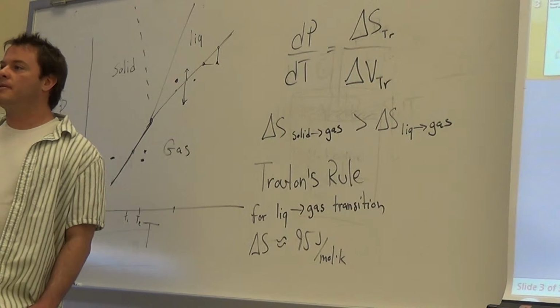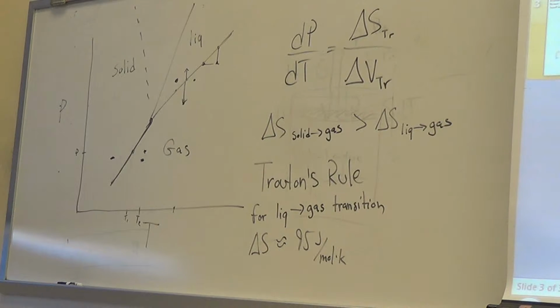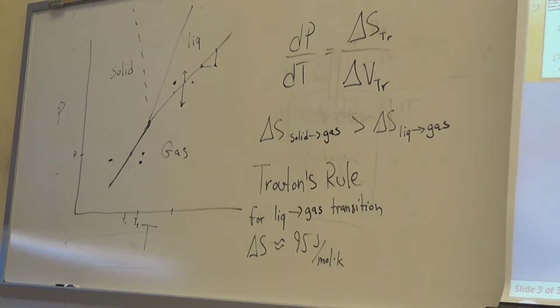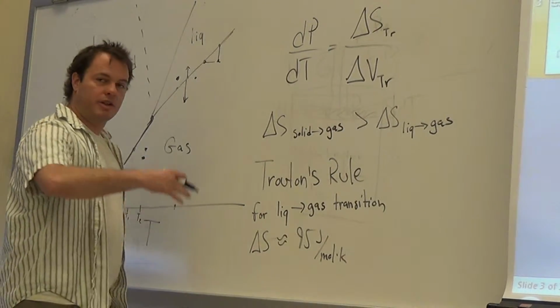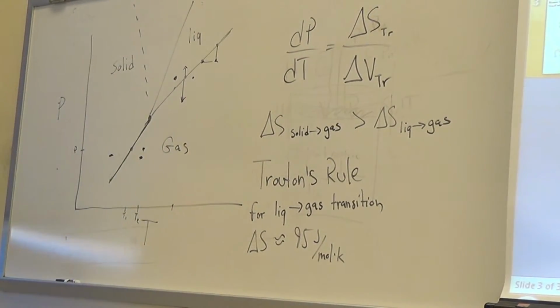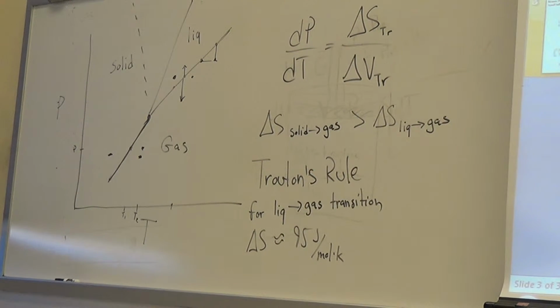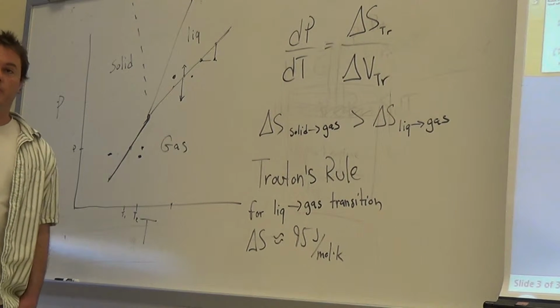Is that for water or just any substance? That's what we're getting at right now. So that is for most substances. For most substances, the change in entropy for the liquid to gas transition is going to be about 95 joules per mole Kelvin, right? It doesn't hold for a substance that has very, very strong intermolecular forces. Something like water, this relationship isn't going to hold.